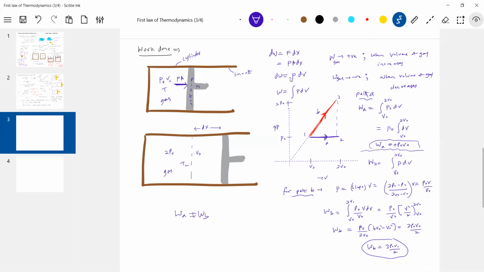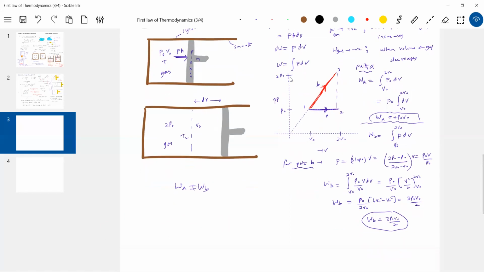Sir, which process is the gas undergoing? Either it can be this or this. You cannot make it undergo both processes at a time. That is common sense. Either you move the piston in such a way that pressure is constant and volume increases, or pressure and volume both vary. That's the meaning here. So therefore, WA is not equal to WB.